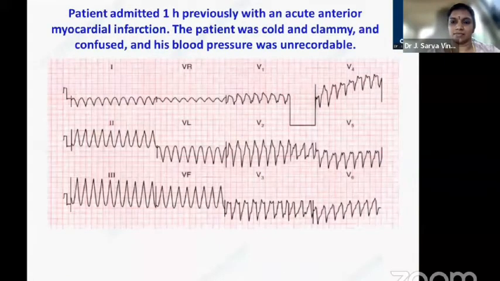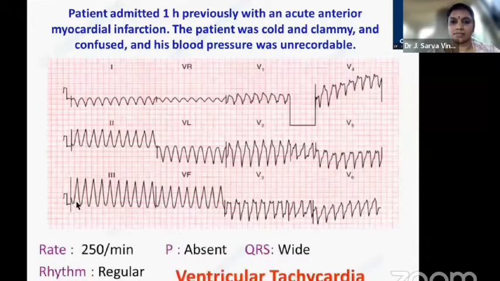So what do we see here? Our concentration is going to be on the QRS complex. We see that the rate is more and the rhythm seems to be regular. We don't find any P wave, so no PR interval also. And the QRS complexes are wide. It is more than three small squares. So this is ventricular tachycardia.